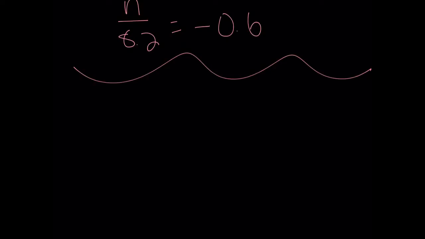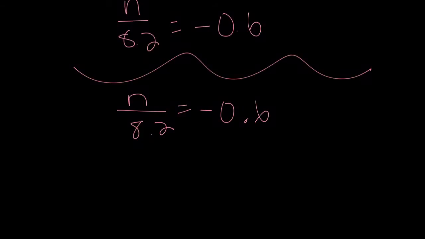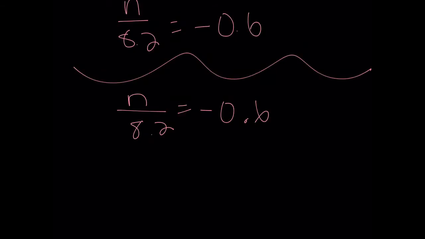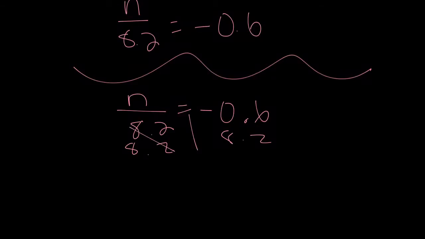Okay, so we're going to rewrite our problem. So it's n divided by 8.2 equals negative 0.6. Since it's a division problem, we're going to multiply. So we're going to multiply 8.2 on both sides of the equal sign. And that's going to cancel out. 8.2 is going to cancel out 8.2, which leaves n by itself.